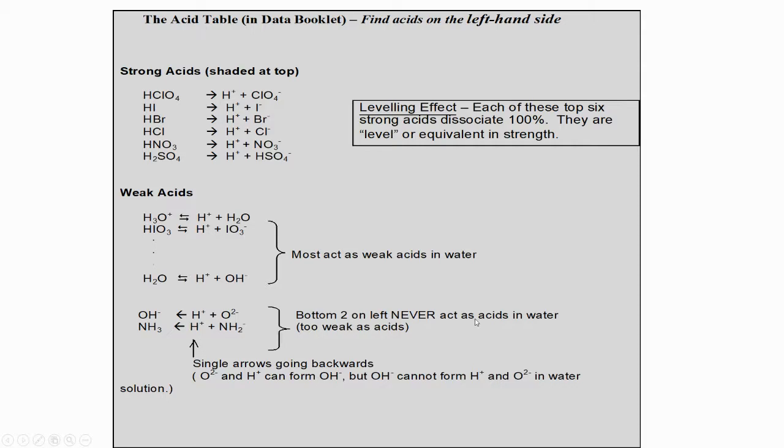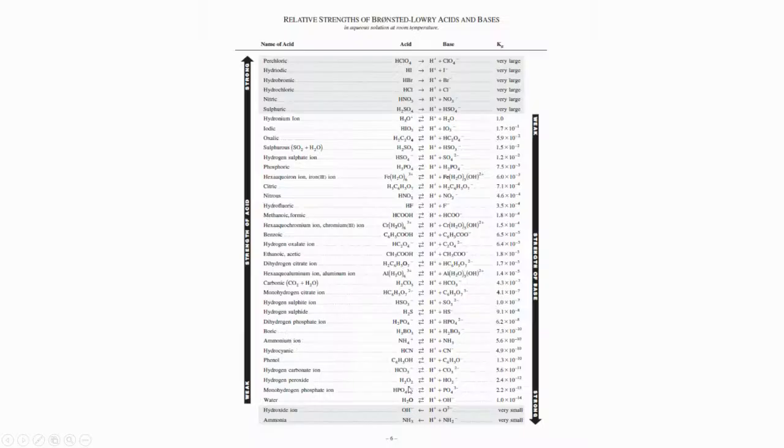So the bottom two never act as acids in water. If we look way down here, O2 minus going to H plus, we see the one-way arrow over here. So these two, NH2 minus going to H plus, they're never going to act as acids in water. They're never going to go into equilibrium here.